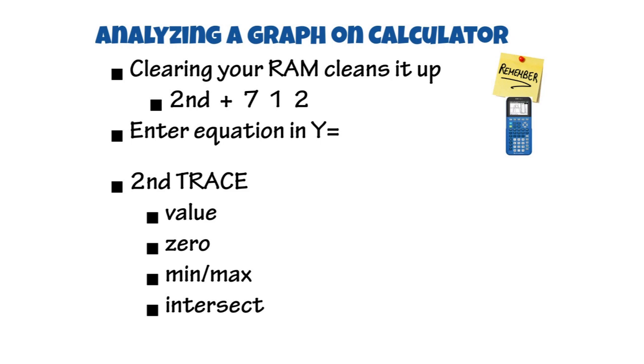Value is great. If you want to plug in an X value, it'll tell you the Y value. So this is when you already know the X. The zeros, remember that's a fancy math word for the x-intercepts. So anytime I need to find the x-intercepts, I use that. Again, we're talking relative min and max here. And then the intersection is if you had 2 different graphs going and you're looking to where they touch or where they cross.